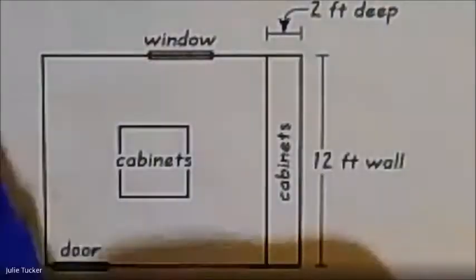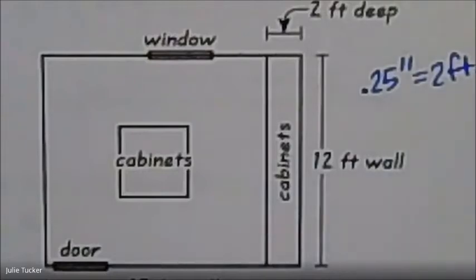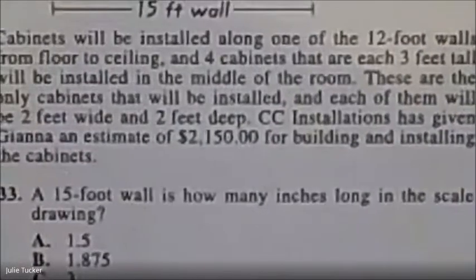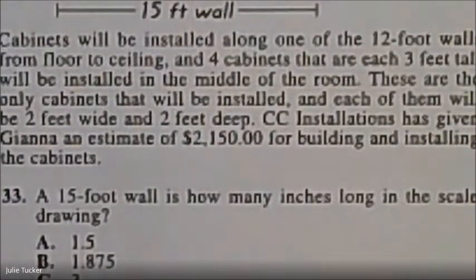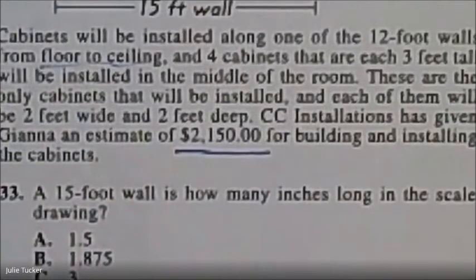Okay, so I'm going to write the last thing they just said: 0.25 inches equals 2 feet. All right. The next thing it says is cabinets will be installed along one of the 12-foot walls from floor to ceiling. And 4 cabinets that are each 3 feet tall will be installed in the middle of the room. These are the only cabinets that will be installed, and each of them will be 2 feet wide and 2 feet deep. CC Installations has given Gianna an estimate of $2,150 for building and installing the cabinets.